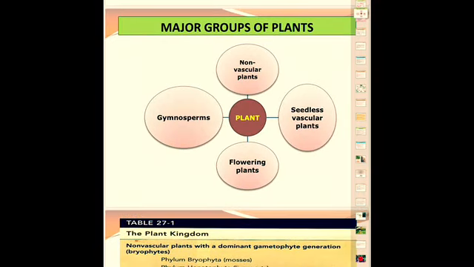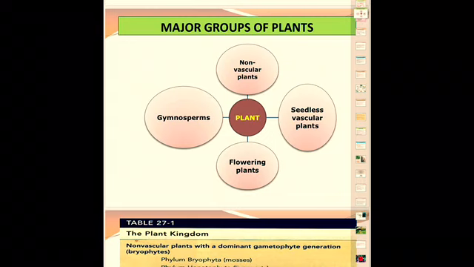4 major groups of plants. Non-vascular plants. From the word non-vascular, what do you understand? Vascular refers to plants that have xylem and phloem. So non-vascular means the plant lacks xylem and phloem. If a plant lacks xylem and phloem, it cannot grow upward or grow into a big plant. That is the non-vascular plants.